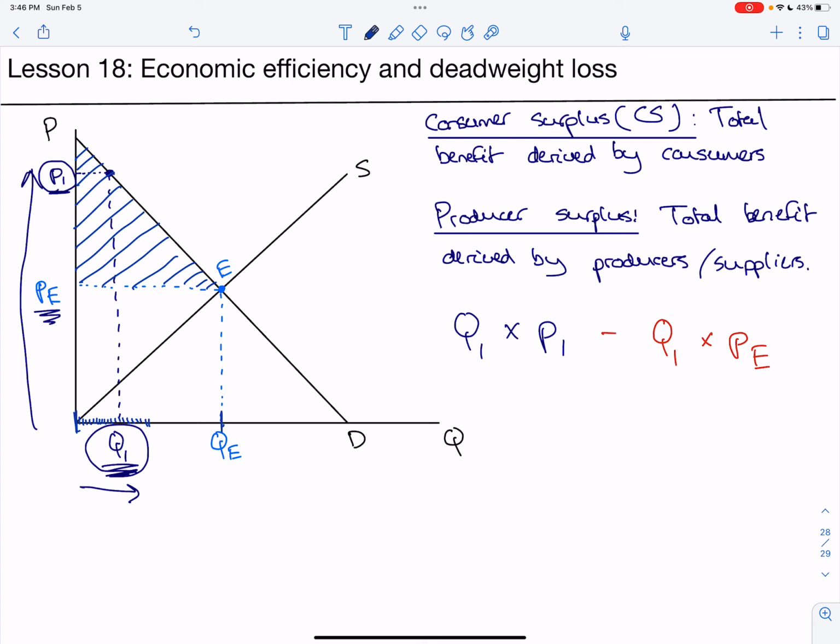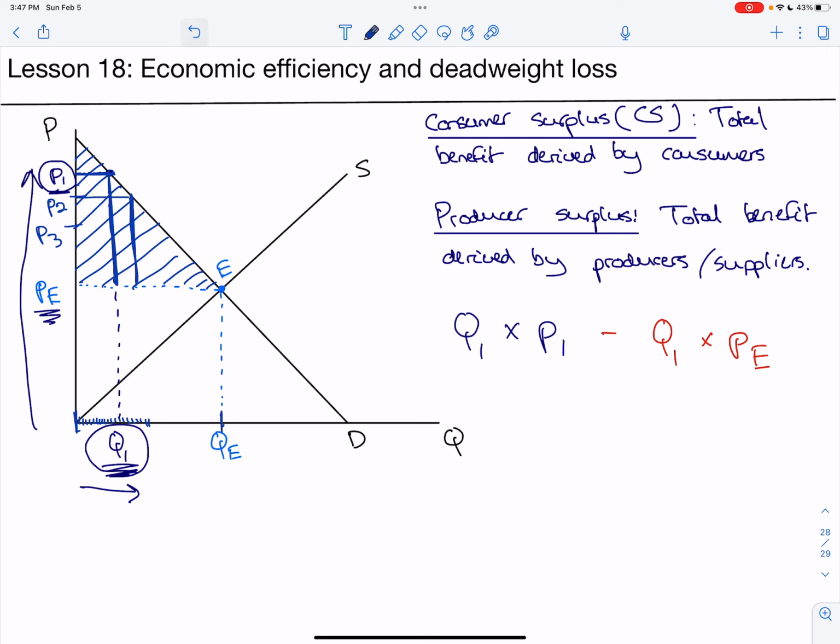Right? So at P1, you have a certain number of consumers who are willing to pay P1, but they only have to pay PE, so they get this sliver of benefit, right? Same thing at P2. Same thing for P3. And then I could do that for every single price until I have basically colored in this entire triangle.